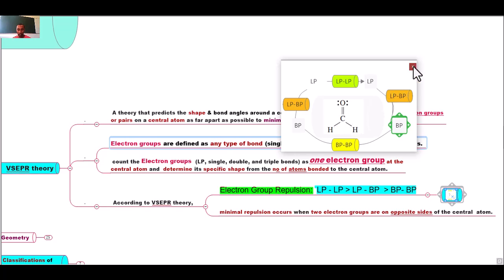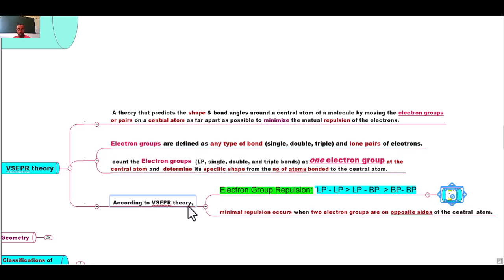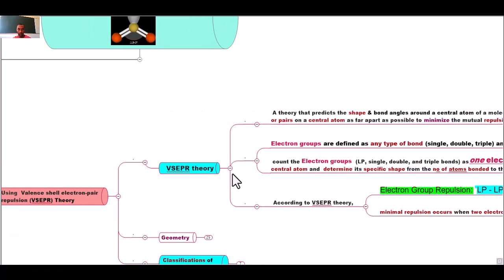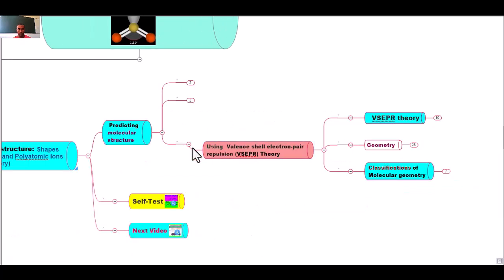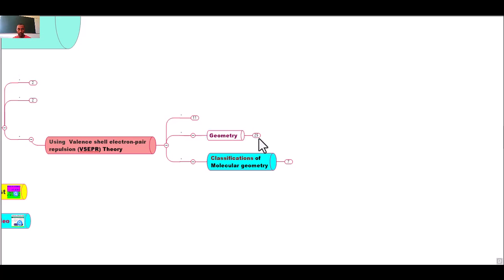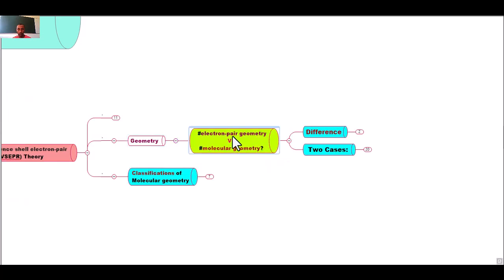According to the valence shell electron pair repulsion theory, minimum repulsion occurs when two electron groups are on opposite sides of the central atom. This is the concept of valence shell electron pair repulsion theory. And there are two geometries. The first one is the electron pair geometry. The second one is the molecular geometry.